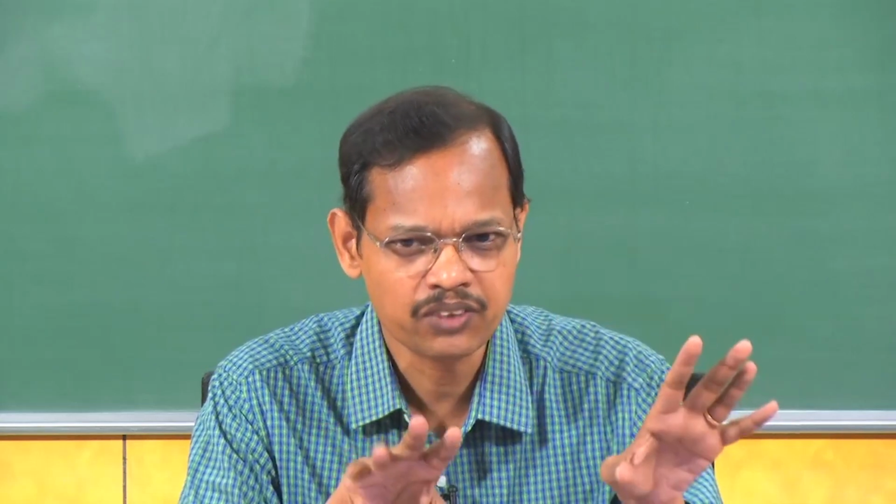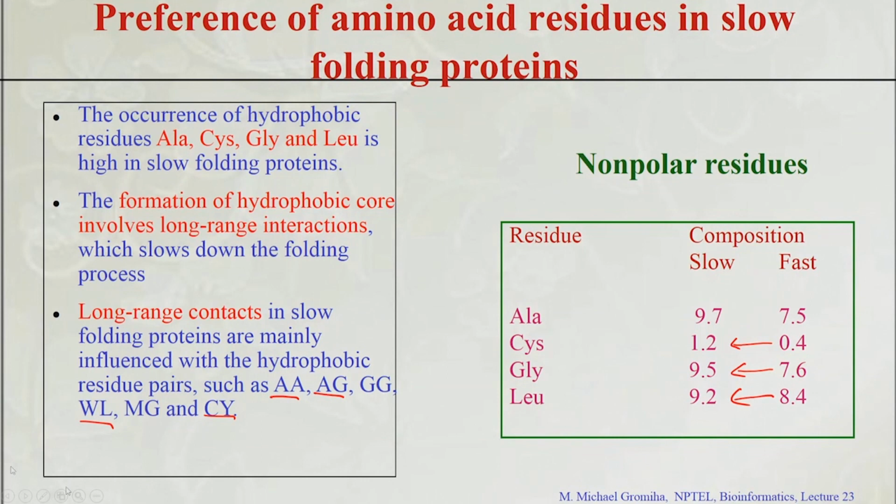So, we see the slow folding and fast folding proteins. Generally all alpha proteins fold faster than all beta proteins. If you classify into 2 groups, which one is fast folding and which one is slow folding, and see the preference of residues, it is mainly the polar residues in the fast folding and the non polar residues in the slow folding proteins. Likewise, the interactions or contacts, mainly the slow folding proteins are dominated with the long range contacts using these hydrophobic residues.